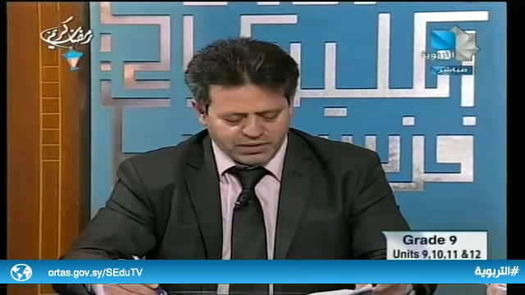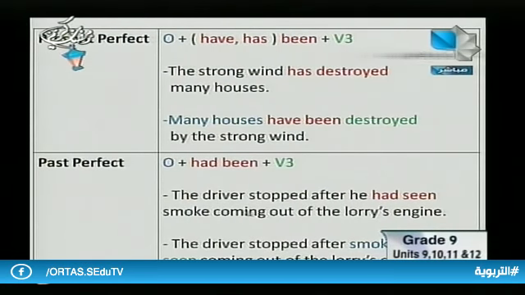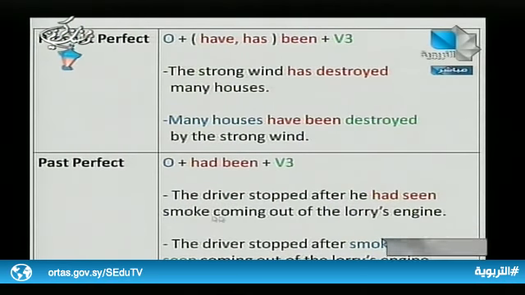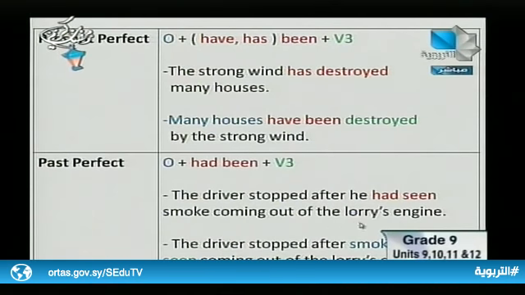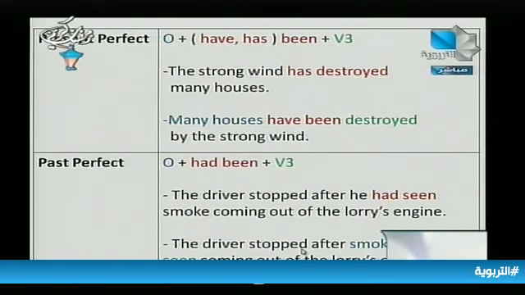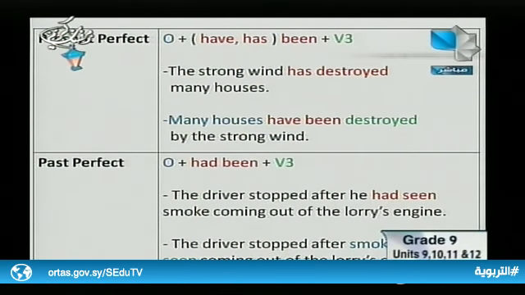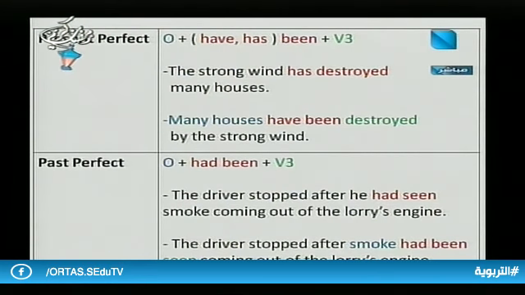The past perfect: we have the structure of the active, subject plus had plus verb 3. Example, the driver stopped after he had seen smoke coming out of the lorry's engine. When we change it into the passive, we have to change the places. The object plus had been plus verb 3. So the sentence becomes, the driver stopped after the smoke had been seen coming out of the lorry's engine.